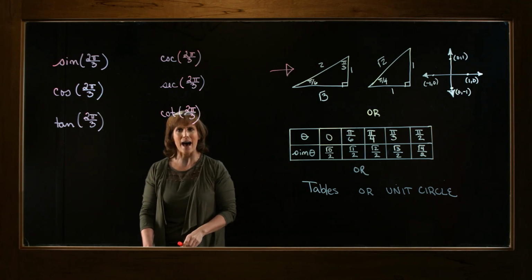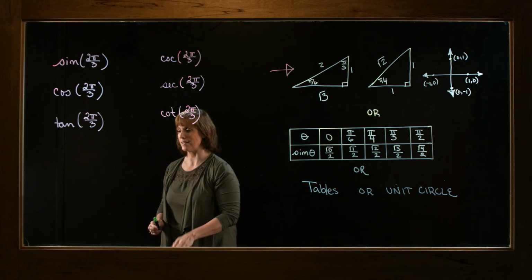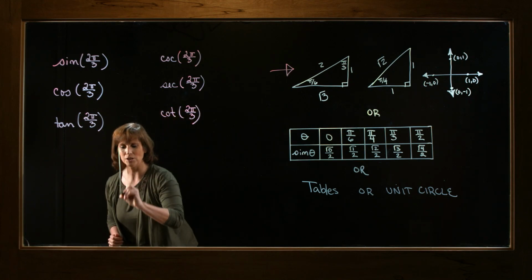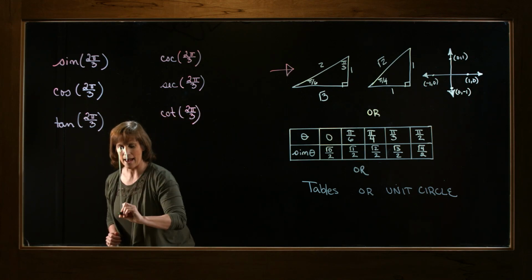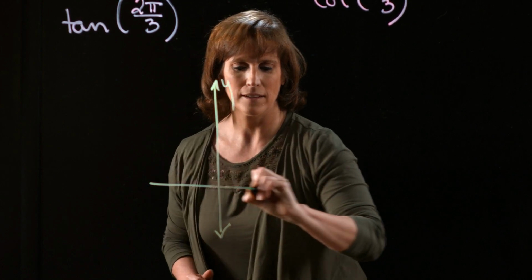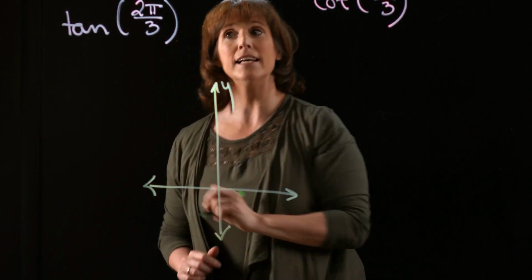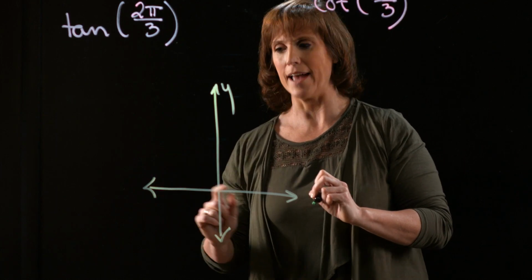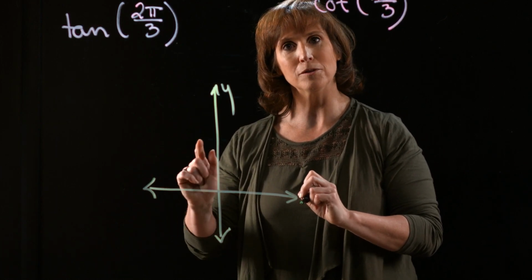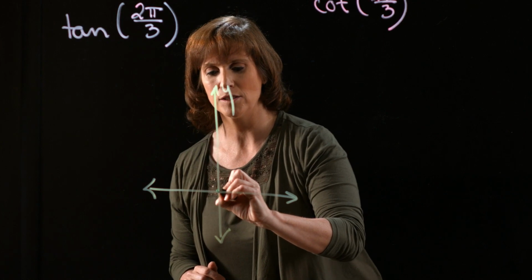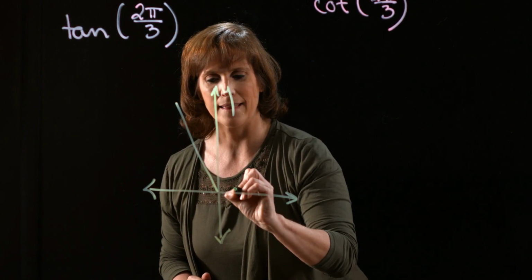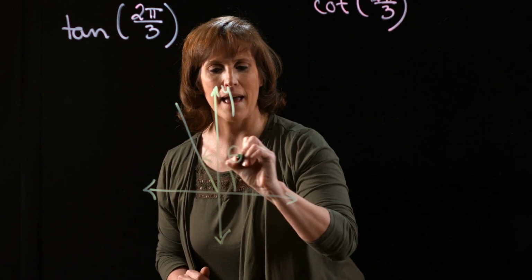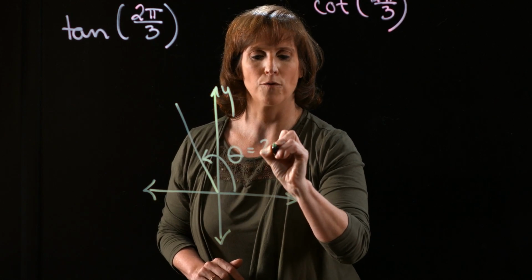Well, let's take a look at what that angle 2 pi over 3 looks like. I'm going to draw a Cartesian plane, and I'm going to draw an angle whose measure is 2 pi over 3. Now remember, halfway around is pi, so 2 pi over 3, the terminal side will be in the second quadrant. So it's going to look something like this. So that's my angle 2 pi over 3.